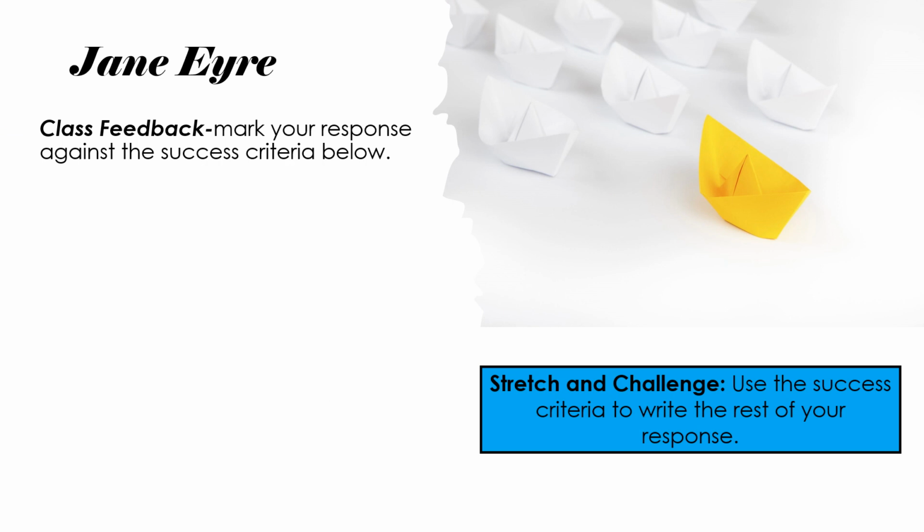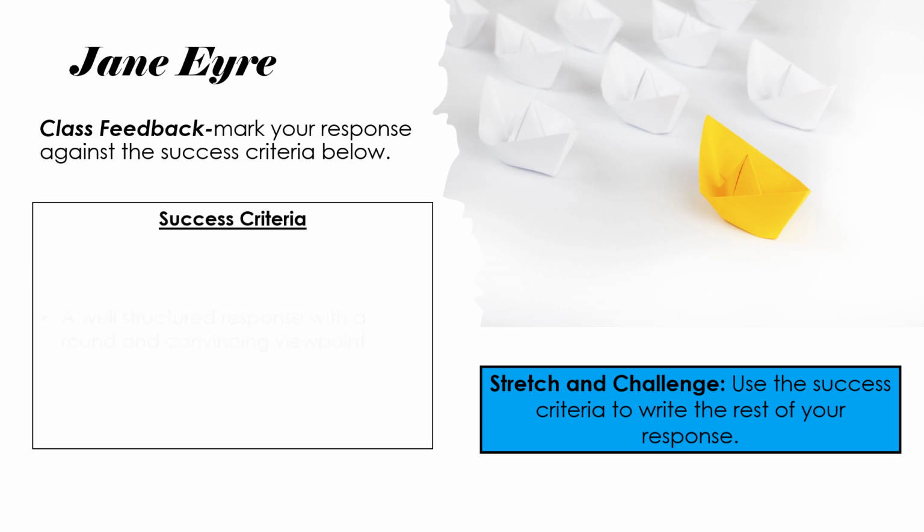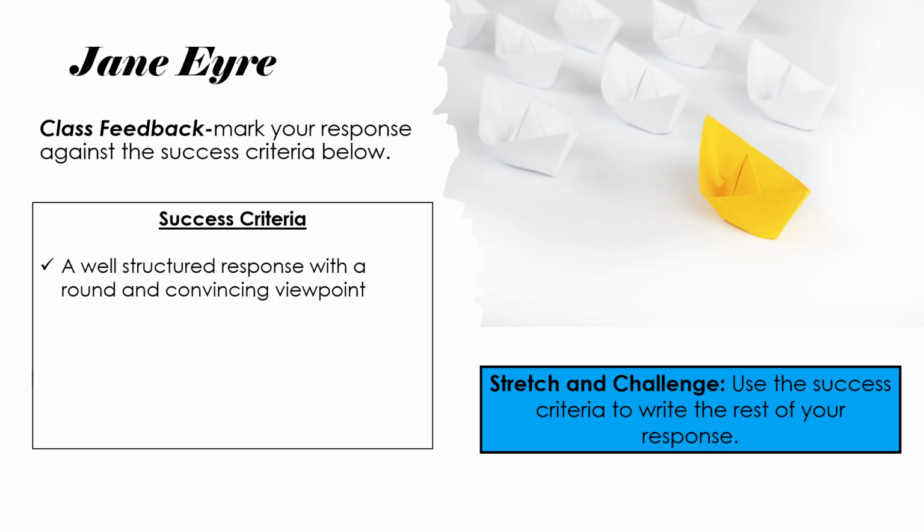Class feedback. Mark your response against the success criteria below. So first of all, is your response a well-structured response with a rounded and convincing viewpoint? Have you structured your response in a way that all the ideas link together and you've clearly ascertained your viewpoint? You haven't used any contradictory language like it might mean this, it could mean that. Have you actually got your point across in a clear and convincing manner?